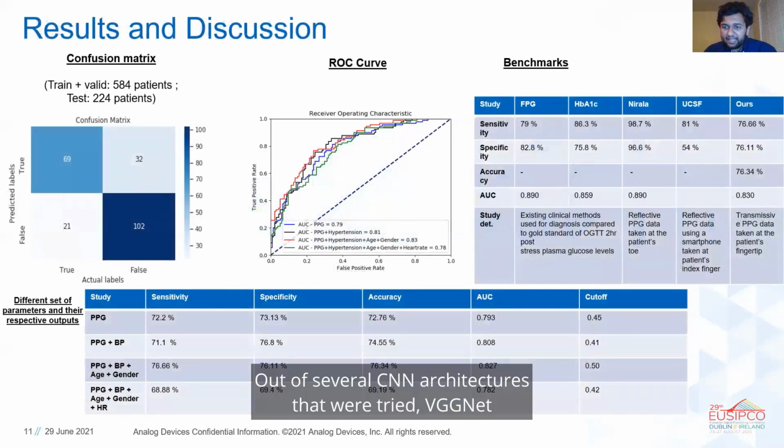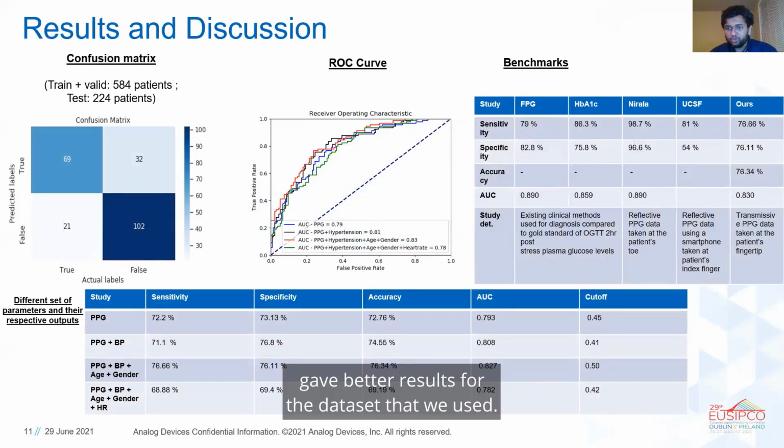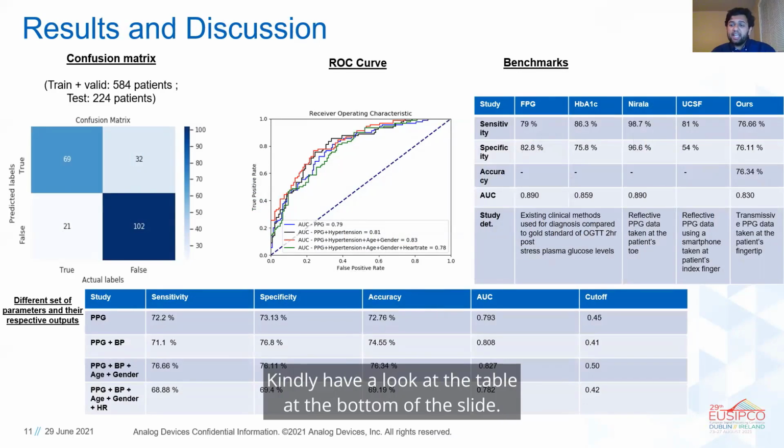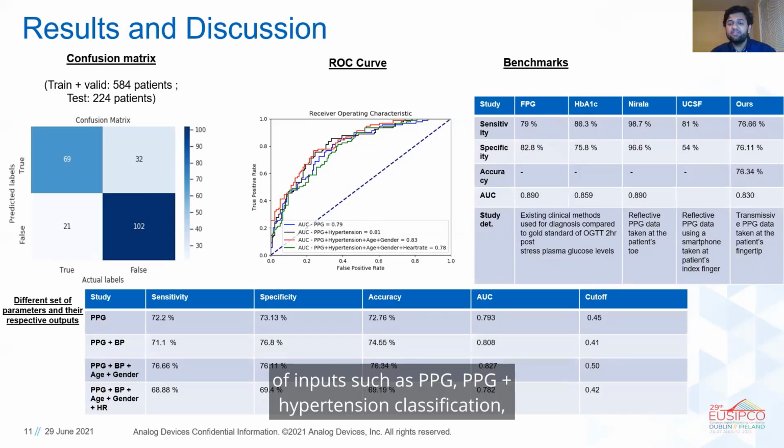Out of several CNN architectures that were tried, VGGNet gave better results for the dataset that we used. This test was carried out with different set of inputs. Kindly have a look at the table at the bottom of the slide. 4 different models were built using different sets of inputs such as PPG, PPG plus hypertension classification, PPG plus hypertension classification plus age plus gender, PPG plus hypertension classification plus age plus gender plus heart rate.